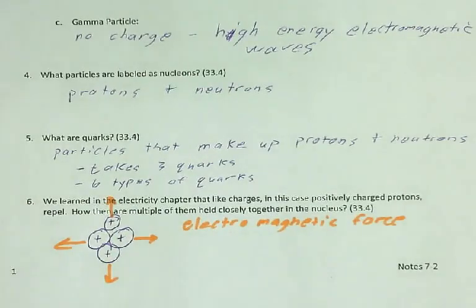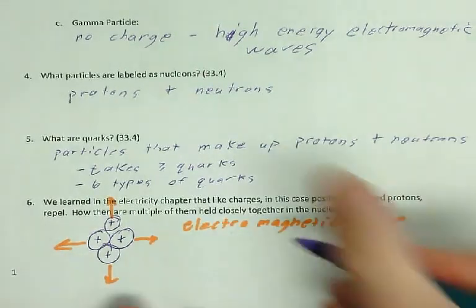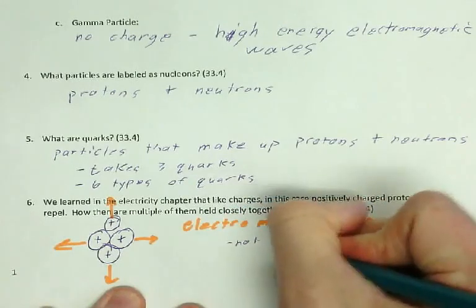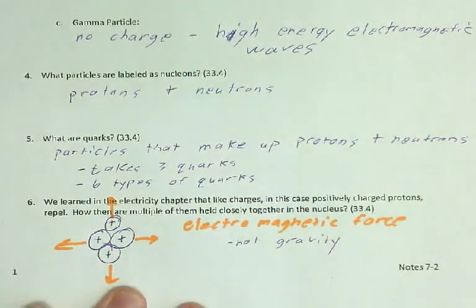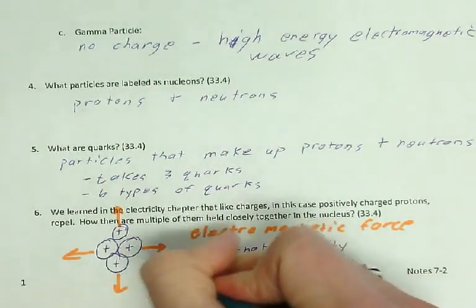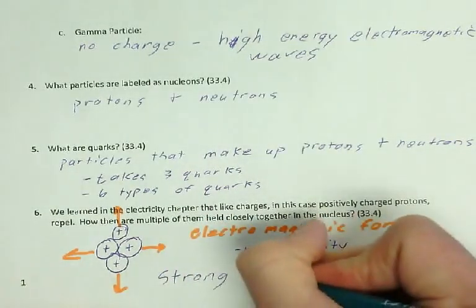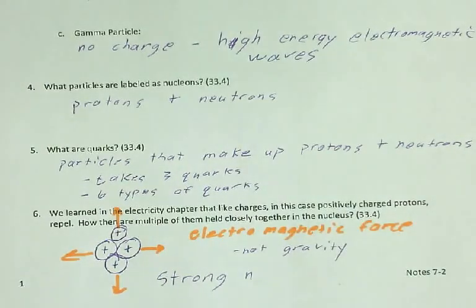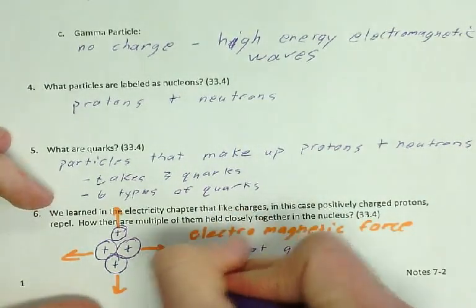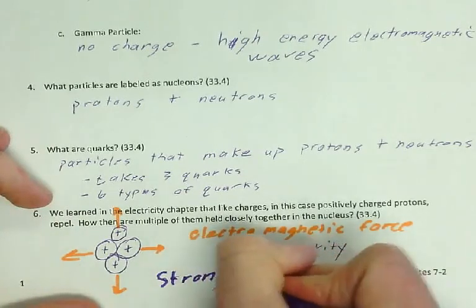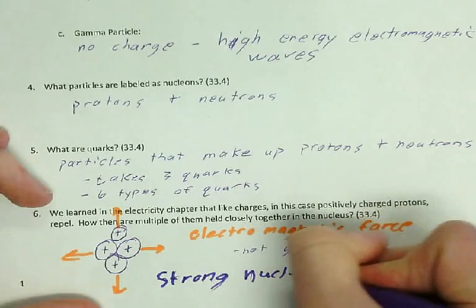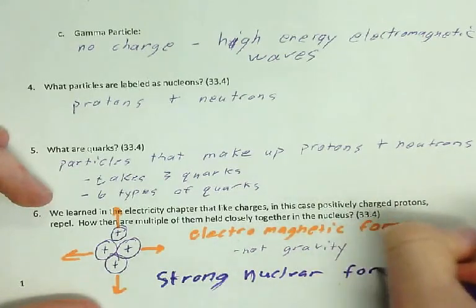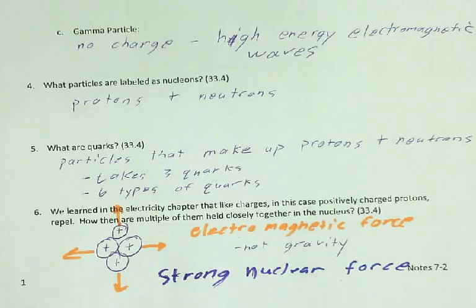It's not gravity. Let me explain why it's not gravity. Gravity is really small unless the masses are really big, and the masses are not really big. Gravity is just too small. It is called the strong nuclear force.